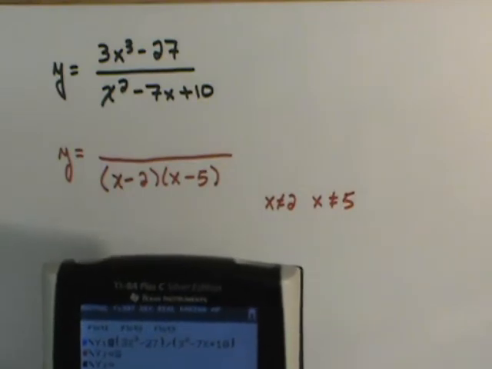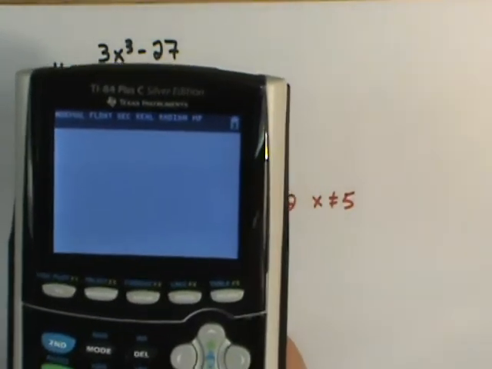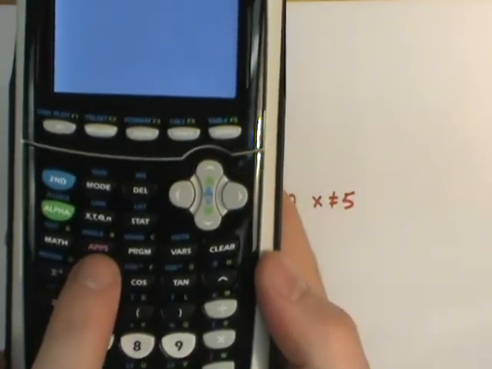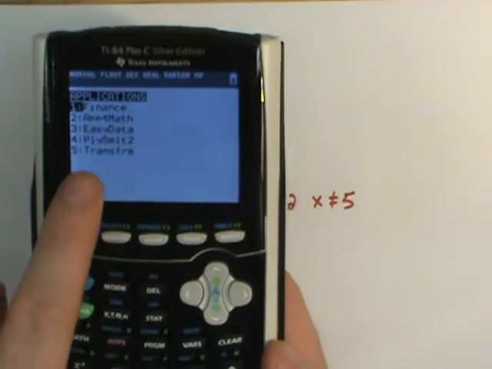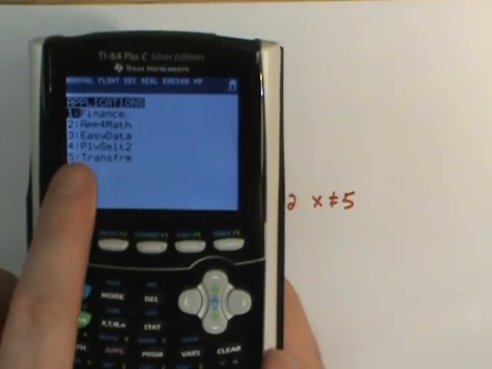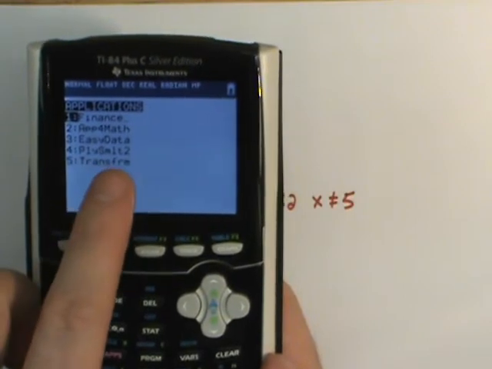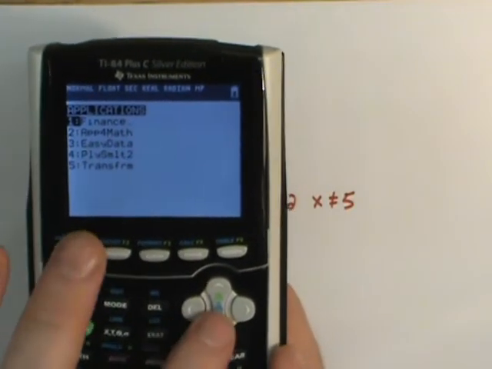I'm going to start by hitting my Apps button. Let me clear my home screen. I'm going to hit my Apps button right here. Apps button, APPS for applications. I hit my Apps button and I have something called a Polysmlt 2. That's a polynomial root finder and simultaneous equation solver version 2. So I go down to that.